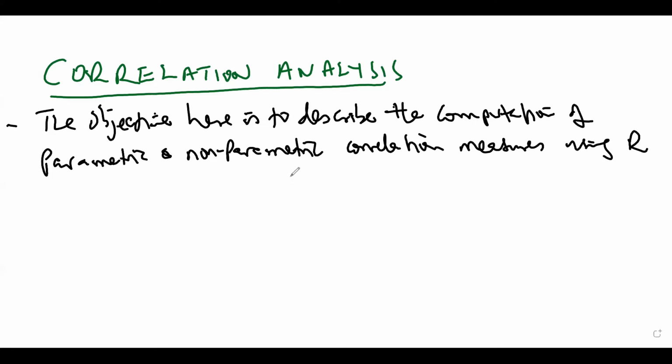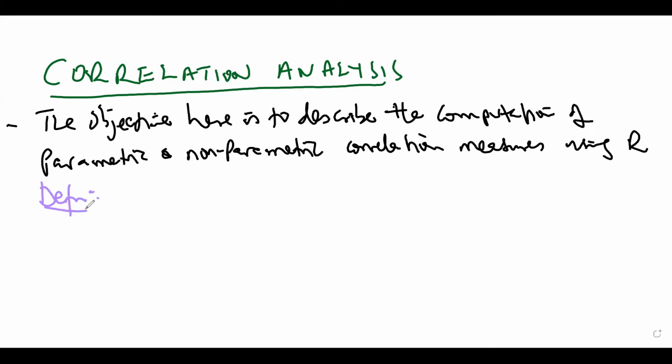Today we are looking at correlation analysis using R, and the objective of today's class is to describe the computation of both the parametric and non-parametric measures of correlation using R. In addition to this, we shall also be testing hypotheses to check for the significance of the computed correlation coefficients. So to start us off, let's look at the definition of a correlation coefficient.